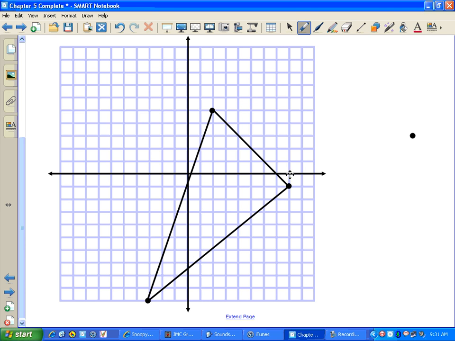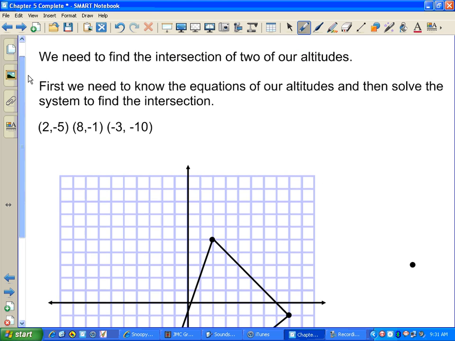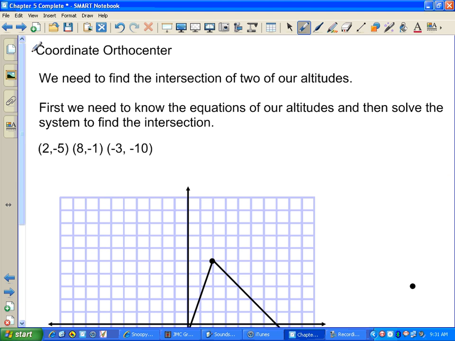So what I'm looking for is a line that goes through this point and is perpendicular to this opposite side. In order to do that, I'm going to need to know the slope of the opposite side so that I can take the perpendicular slope and this point and use my point slope form to come up with the equation. So first I'm going to find the equation of the altitude that comes through this vertex, which means I need the slope of the line that goes through these two.